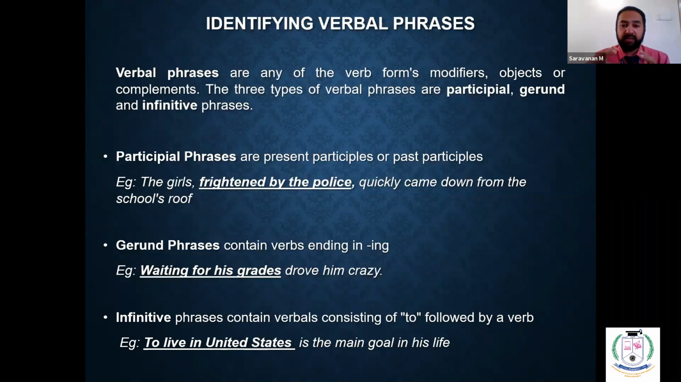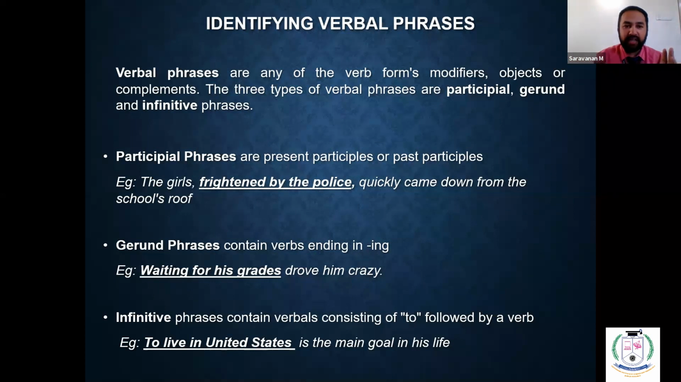So this phrase gives more information about the action. What is the action? The girls coming down quickly. But when did they come? Only when the police frightened them, the girls came down. So this gives more information about the action, that is, about the verb. That is why it is a verbal phrase. Clear, all of you? A phrase that gives more information about the verb is a verbal phrase.